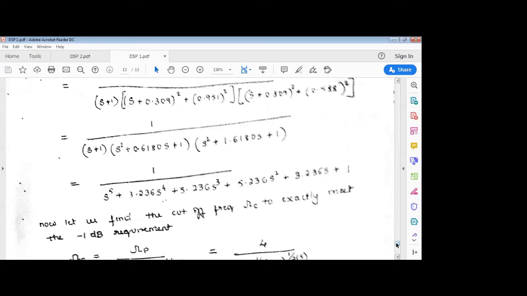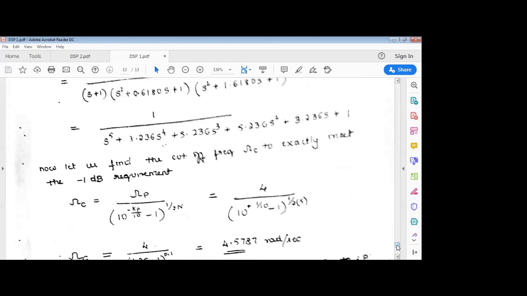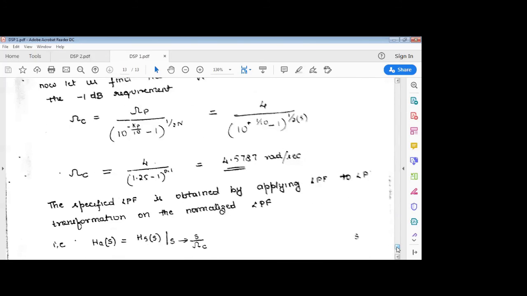Once we obtain this particular transfer function, the next thing is we have to find out the cutoff frequency, and the cutoff frequency to exactly meet the passband requirement of Kp equal to minus 1 dB. For that, the simple formula we have to know is omega c is given by omega p divided by 10 raised to the power of minus Kp by 10, minus 1, to the power of 1 by 2n. Substituting all those values, the omega c value we'll be getting is 4.5787 radians per second.